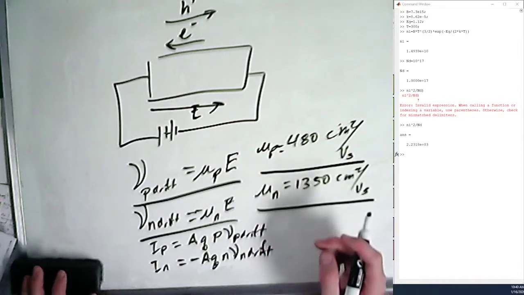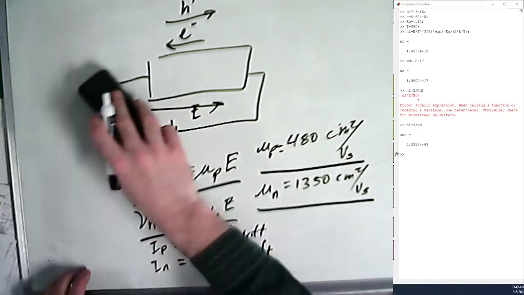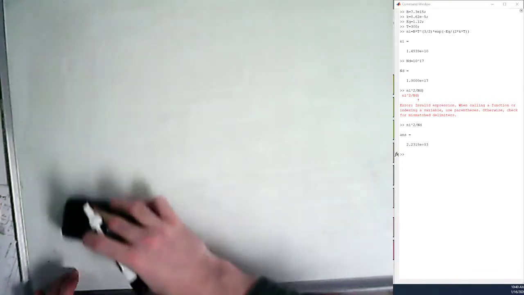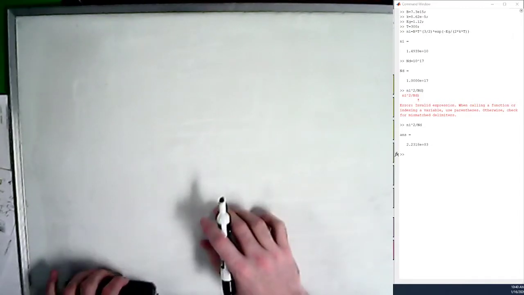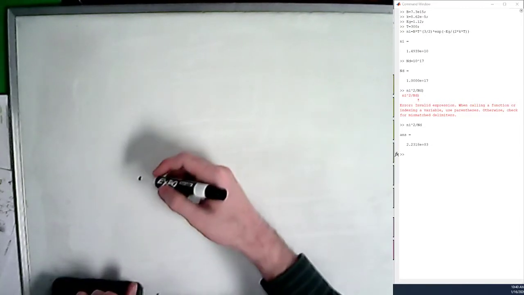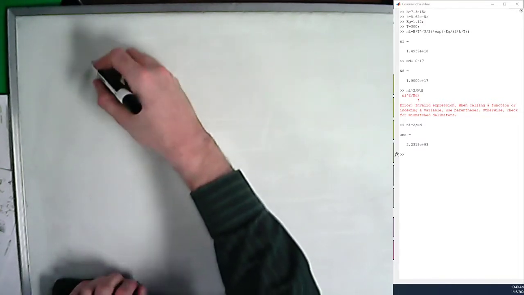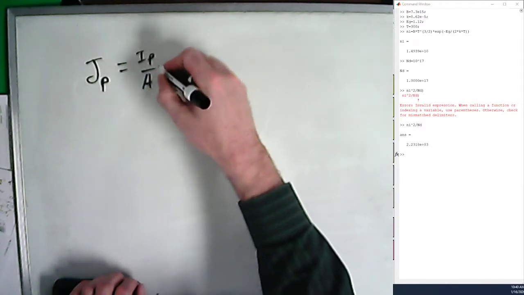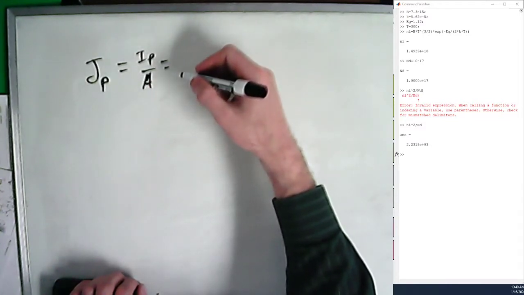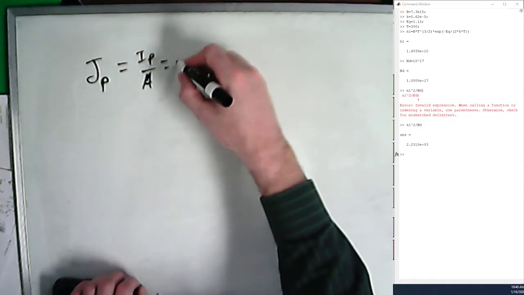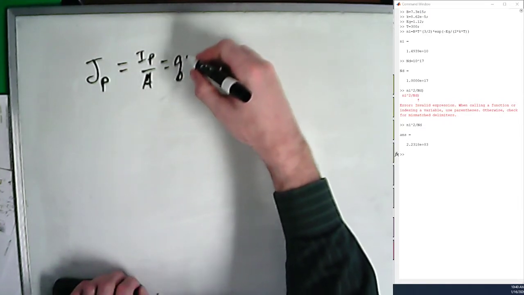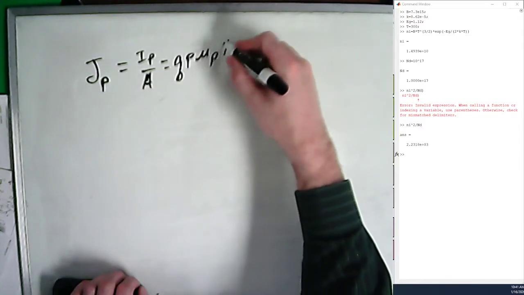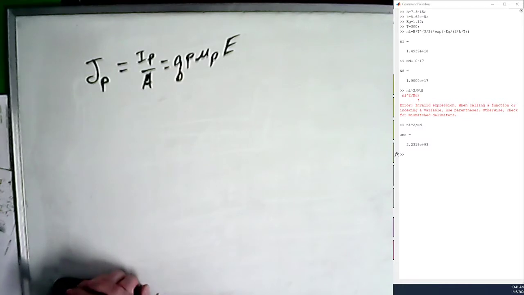Okay? And just so that we're completely confused about this, let's start over here top left, and we're going to call the current density, which is denoted with the J_p, equal to I_p over A. That's it. Okay, it's just dividing it by the cross-sectional area. This is really easy. Q times p times mu p times the electric field that's being applied.